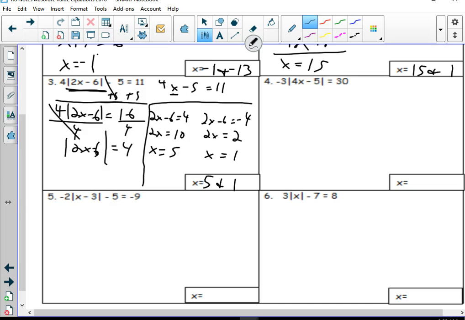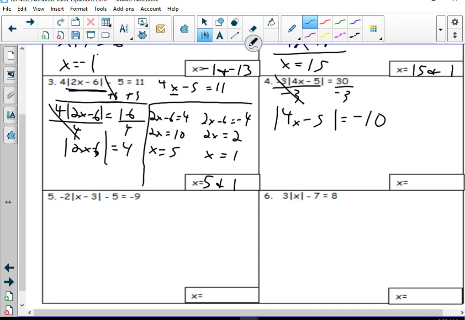Okay, number 4. What are we going to get rid of? Divide by negative 3. Very good. Now when I divide by negative 3, it goes away. I get my absolute value bars. 4x minus 5 equals negative 10. What do I do next? Is my absolute value alone? Yes, it is. So what do I do next?